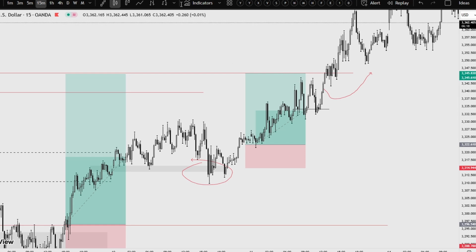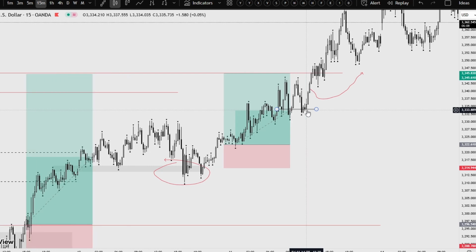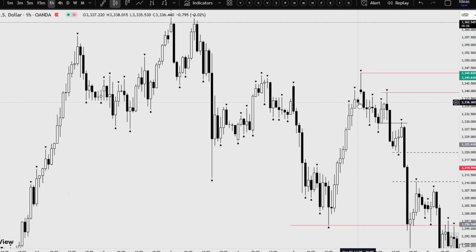And as I mentioned, the price is very efficient, so there is no need for a bigger pullback. And also I will be looking for at least a 1.5 risk to reward ratio.